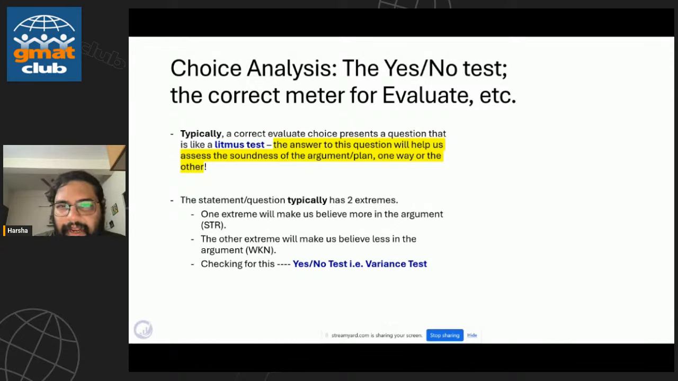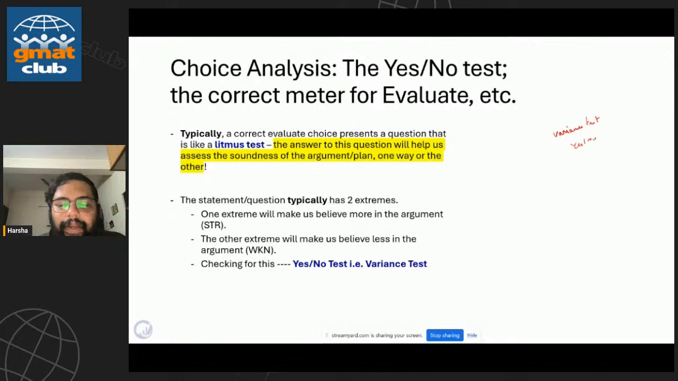test. Now, in popular literature, this is called the variance test. It's also known as a yes no test, though it does not necessarily have to be a yes no. The name doesn't matter, but it's fairly useful. I'm going to show you how it works for those of you who are not familiar.